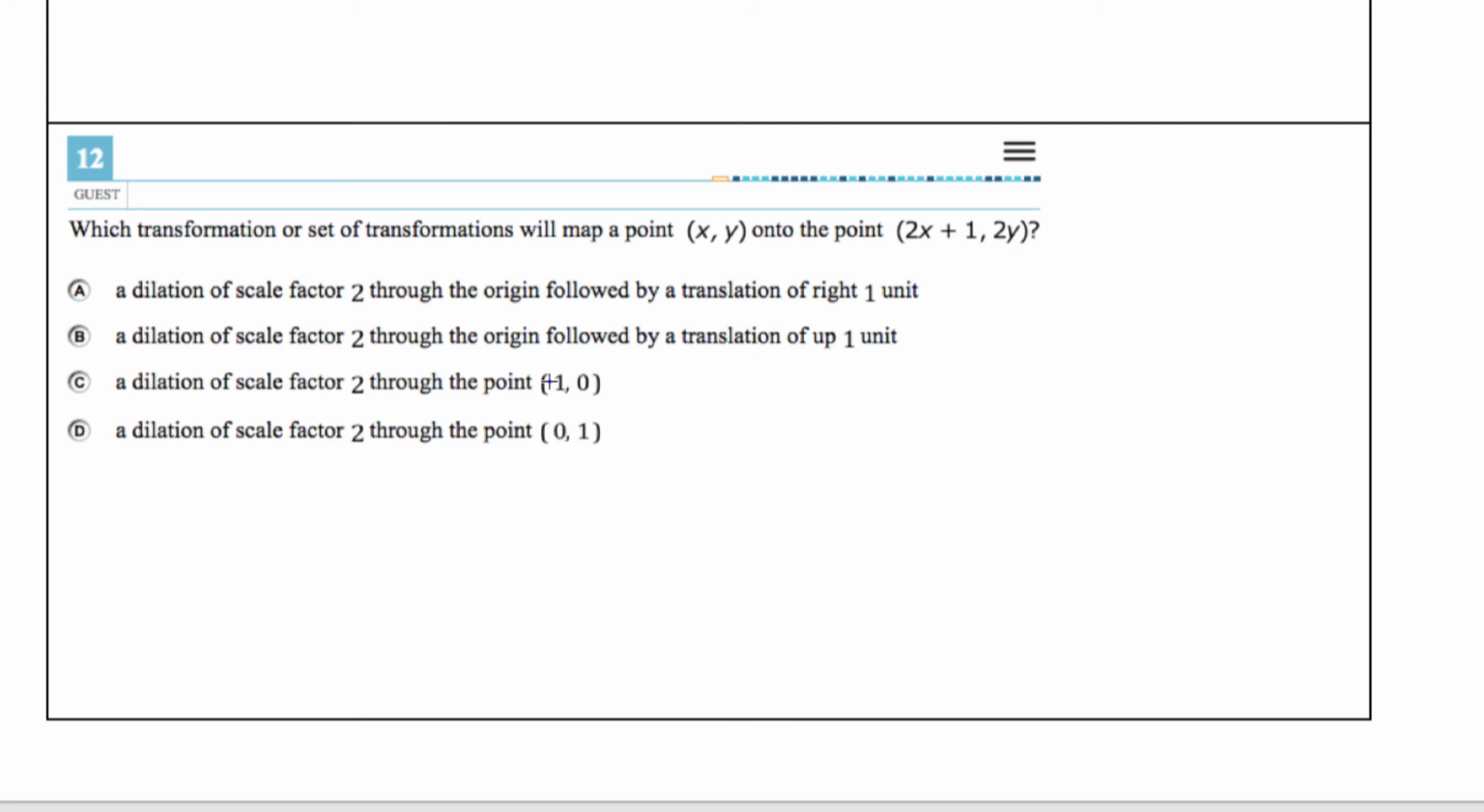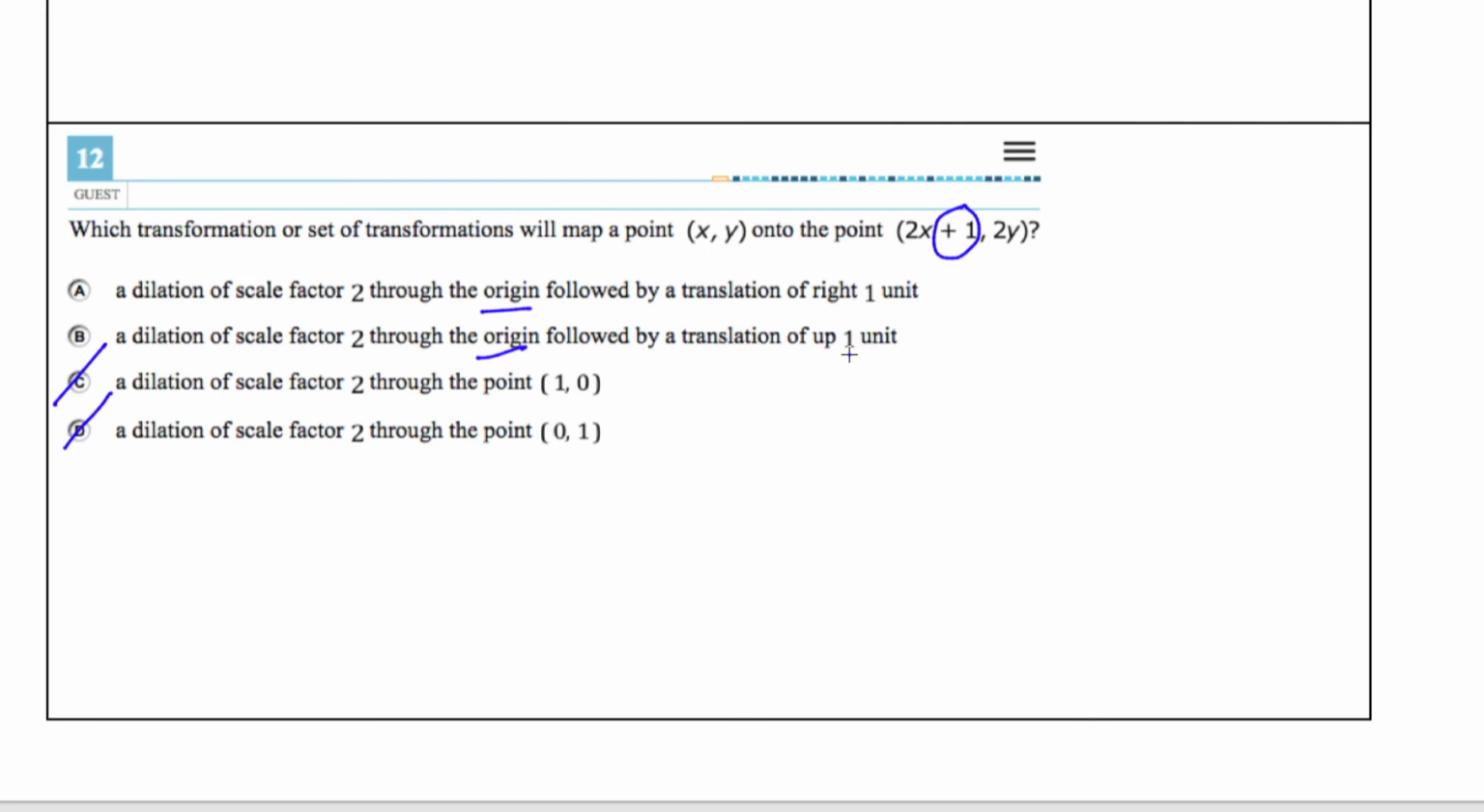No. Whenever you dilate by not the origin, the math becomes really kind of difficult, and I never really teach that. The reason I don't teach it is because it's way, way more complicated than that. It's not C, it's not D. It has to go through the origin if it looks like that. So after it goes through the origin, then I'm going to add 1. Is that going to be right 1 or up 1?